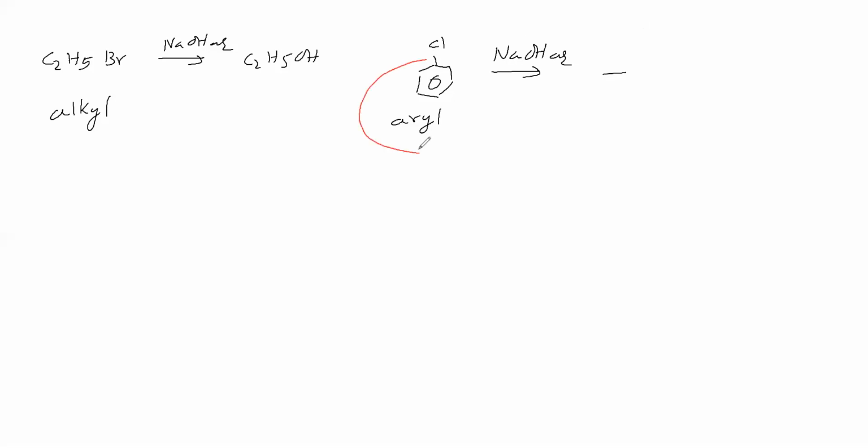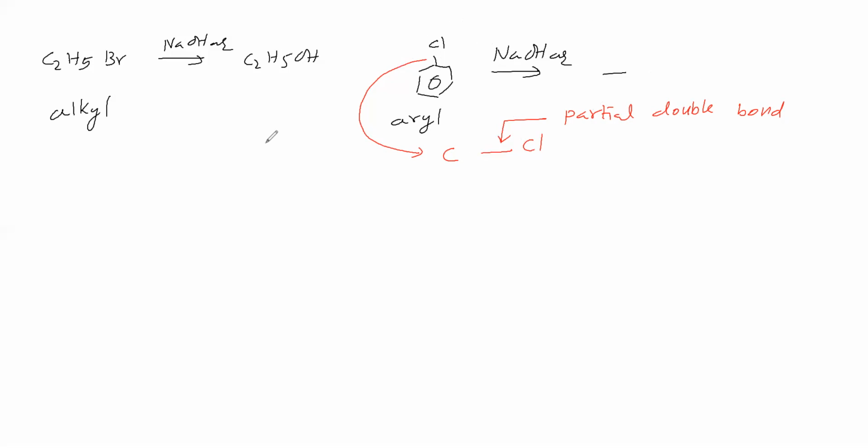Between carbon and chlorine there is a partial double bond due to resonance shown by Cl. Cl shows the plus R effect, and benzene shows the minus R effect. Therefore, between C and Cl, a partial double bond is there. Therefore, this nucleophile is unable to replace this leaving group, so it does not go for nucleophilic substitution reaction.